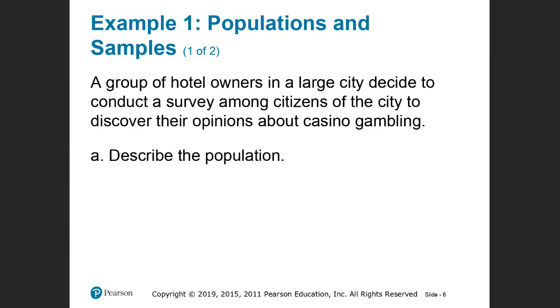Okay, so let's have this first situation. A group of hotel owners in a large city decide to conduct a survey among citizens of the city to discover their opinions about casino gambling. Describe the population. Here you should take the population, which is the set of all citizens of the city. So everybody is represented.